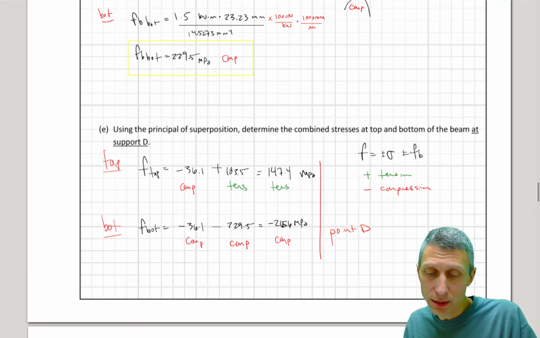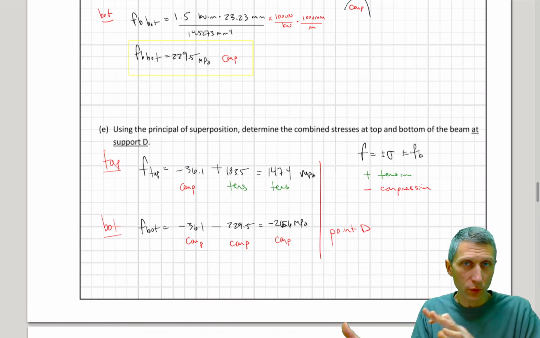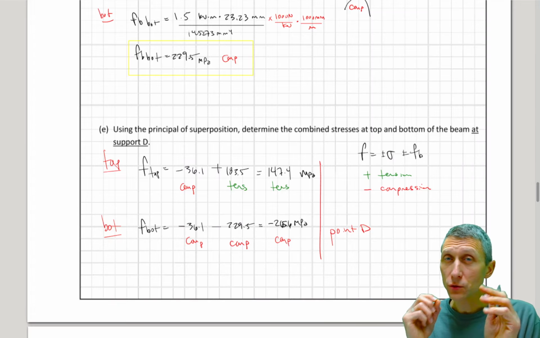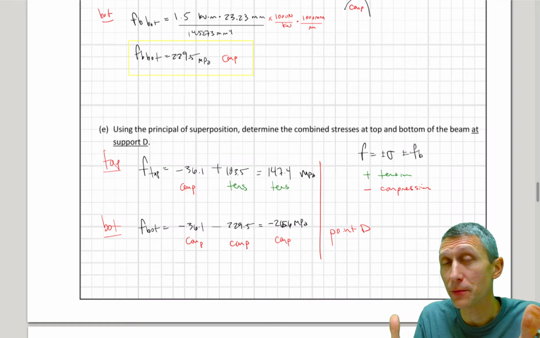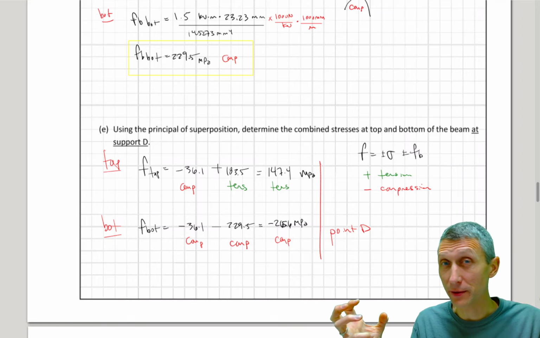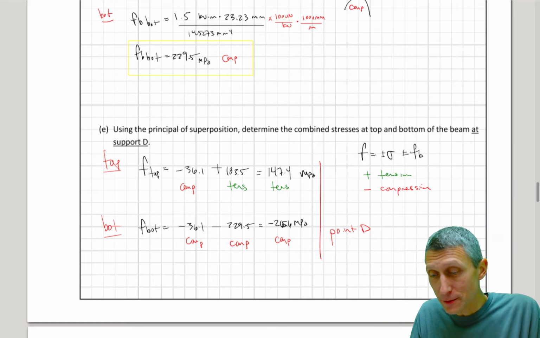Right, these are the values. I kind of wanted to go through one positive, one negative, just again to really hit home on that tension and compression thing, because that's going to be important in understanding how to combine stress. It's also going to be important in understanding how they impact each other, whether they add together or one offsets the other. So these types of problems are important.